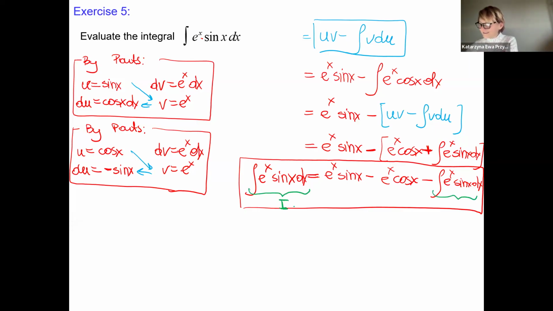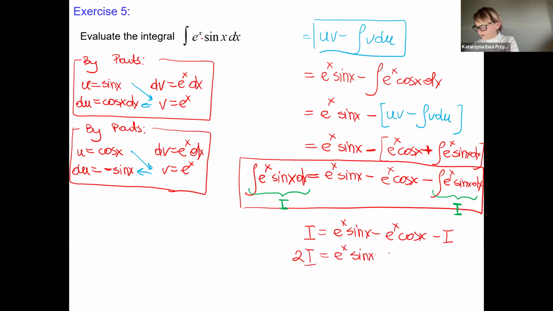Let's call it I. And then how does the equation look? I equals e to the x sine of x, e to the x cosine of x, minus I. Can we solve it for I? That will be the integral. Let's add I to both sides.